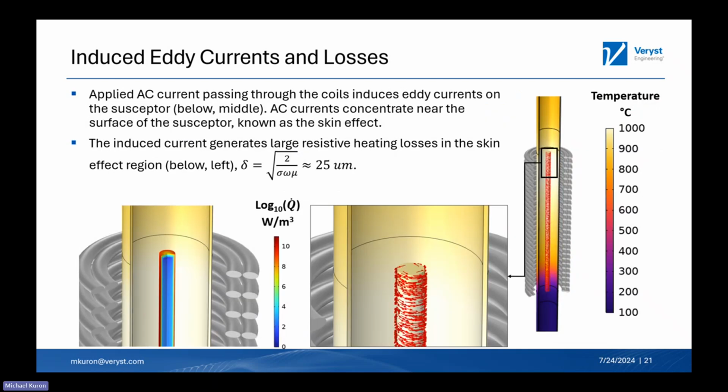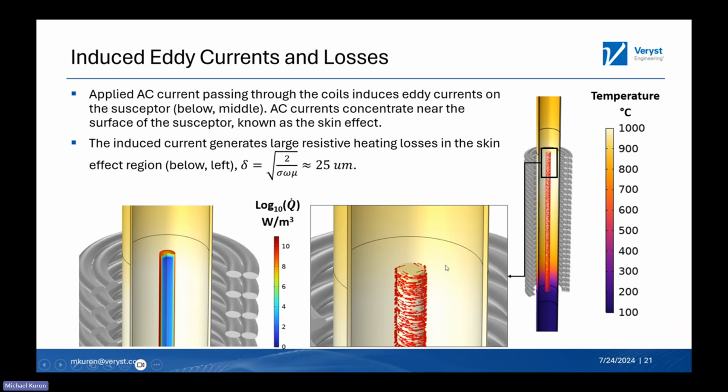So let's look at how this system works. Again, we solve this in a fully coupled fashion in COMSOL Multiphysics. We apply an AC current excitation through the coils, and that applied current induces a current in the susceptor. What we'll notice on the left-hand side here is that the heat generation rate, which is proportional to where the current is being induced, occurs in a very thin region near the surface of the susceptor.